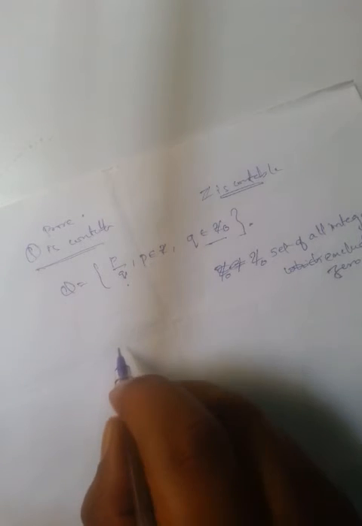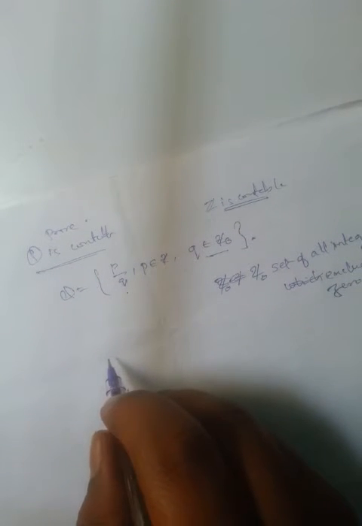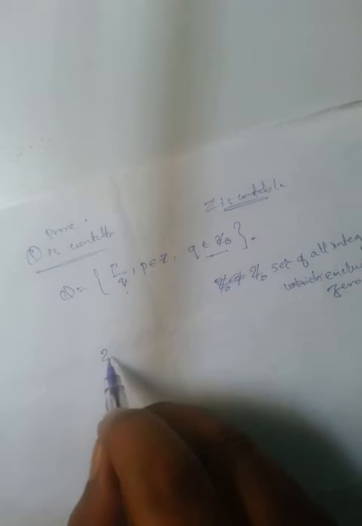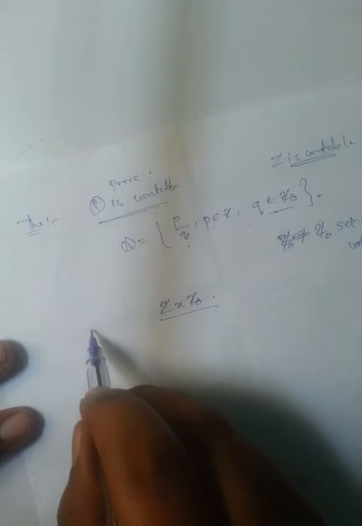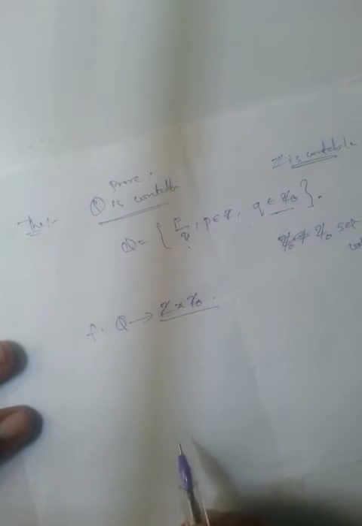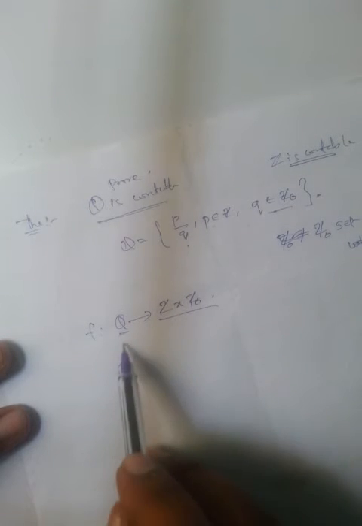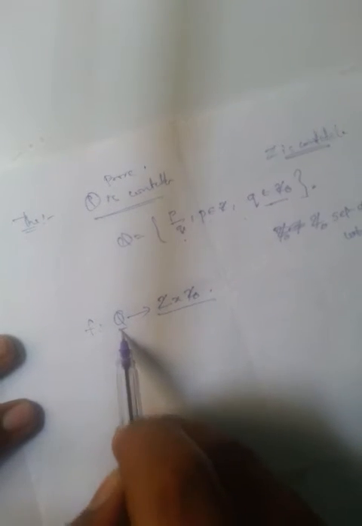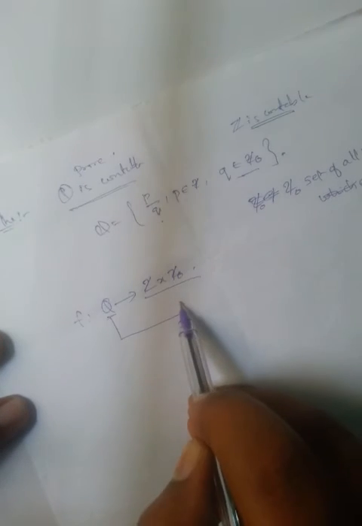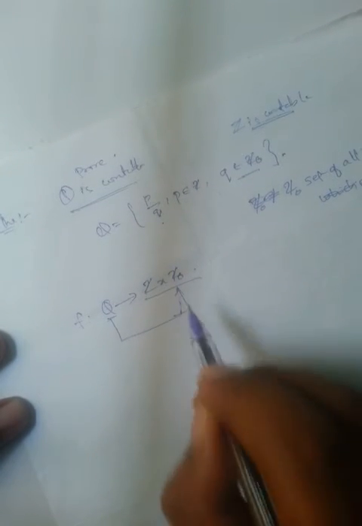First we have to define the function on Z cross Z naught. We define a function f that maps Q to Z cross Z naught. This means we have to prove that this is a 1-1 and onto correspondence, that is, we have to check whether we can get a 1-1 and onto correspondence from Q to Z cross Z naught.